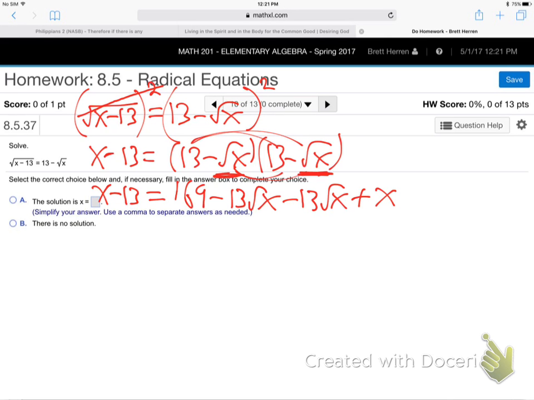We good to there? Now, am I racing ahead? What is minus 13 root x minus another 13 root x? They're like terms, you just add them up. Minus 26 root x. We good to there?